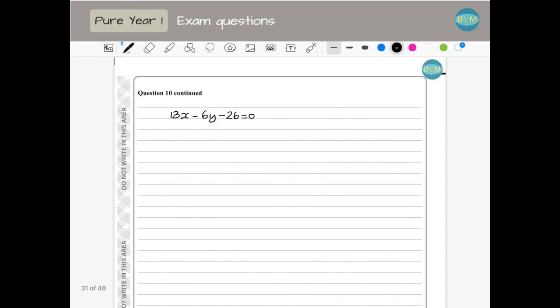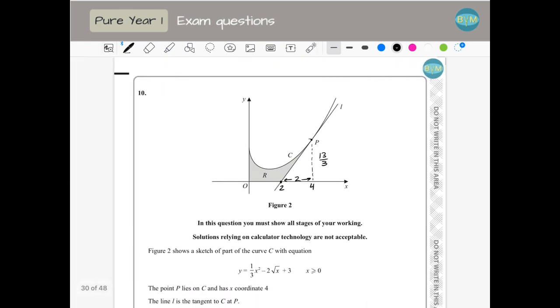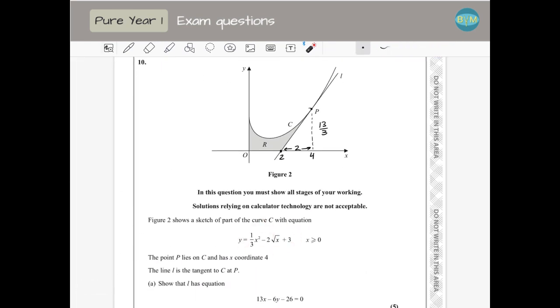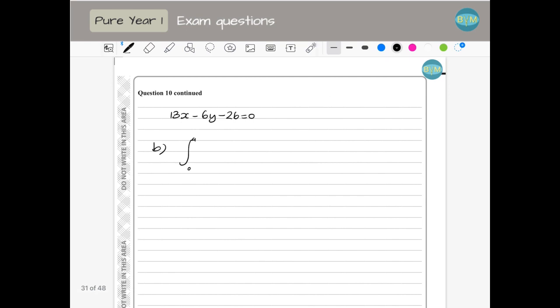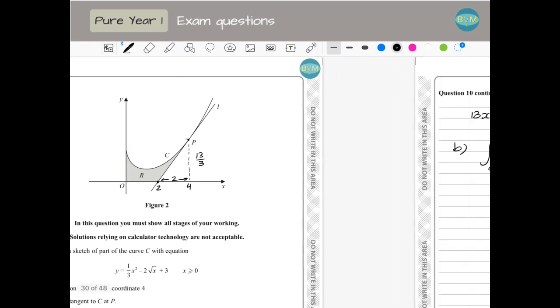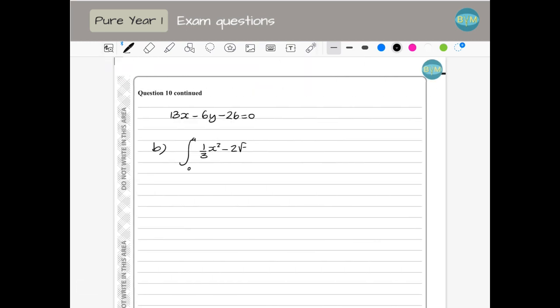So let's go integrate. For B, I'm going to integrate between 0 and 4 my whole function y. My function y is this one, this is my curve: 1/3 x squared minus 2 root x plus 3. And just to integrate, it's better to have x to the power of 1/2, which is the same.